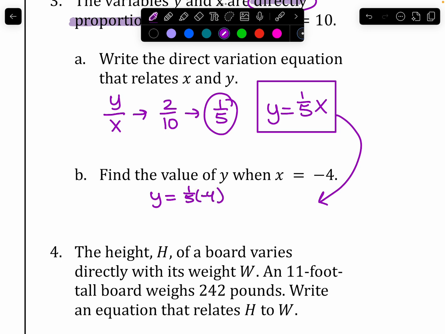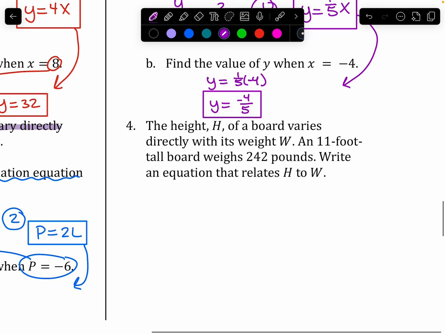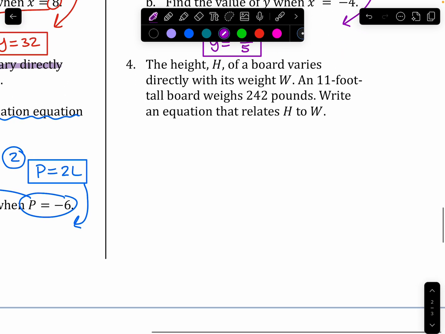Now I'm going to use that equation to help me down here. It says find the value of y when x is -4. So when I do 1/5 times -4, I actually get -4/5 as my final answer. You can plug that in the calculator if you would like, but that is for sure what you're going to get.